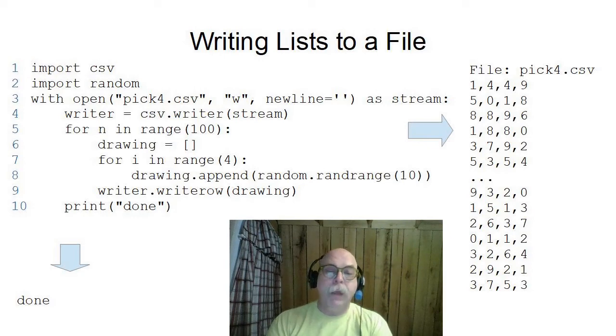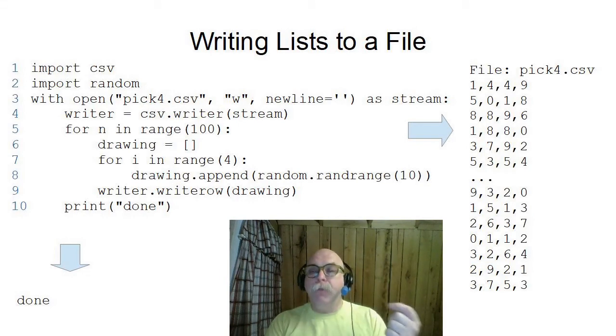On line 1, I import the csv module. Line 2, I import the random module because I'm working with random numbers. On line 3, I open up the pic4.csv text file. I open it for writing, and I have newline equal quote quote. And I've named the file stream. I could have named it f, I could have named it anything I want, but it's a stream, so I just named it stream in this example.